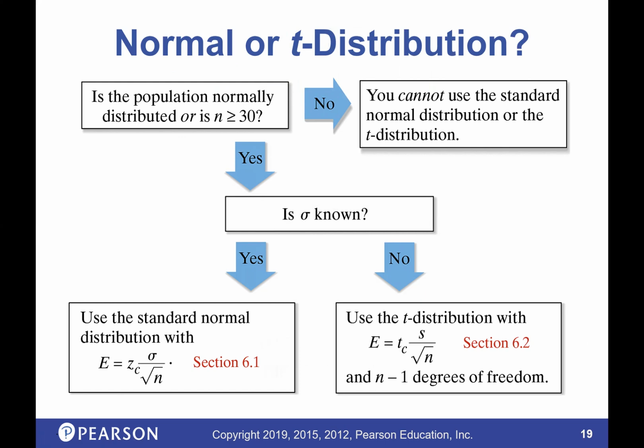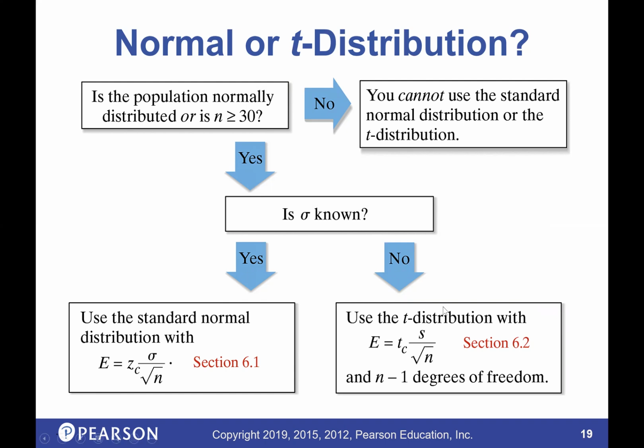So am I doing a normal distribution? Am I doing a t distribution? So is the population normally distributed, or do I have more than 30 people in my sample? That's the question. If it's a no, you cannot use the standard deviation or the t-distribution. You're just stuck. We're good. If it's a yes, if the standard deviation from the population is known, we use the z-score. If not, we use the t-score, or the t-distribution. At that point, we're good to go. The formulas are the same.